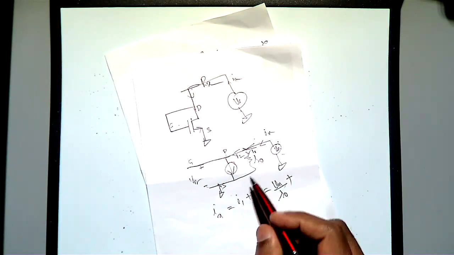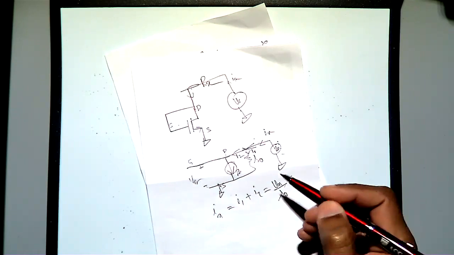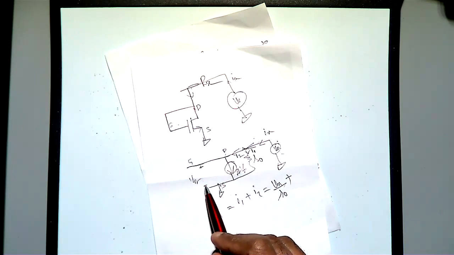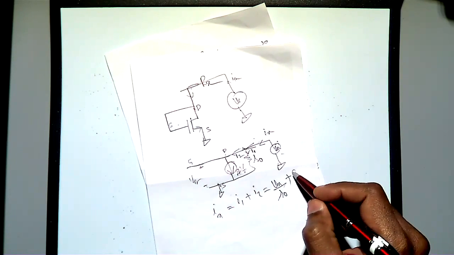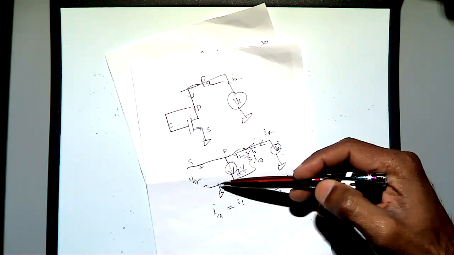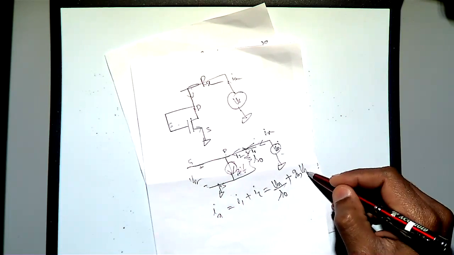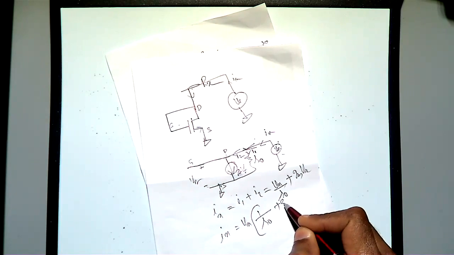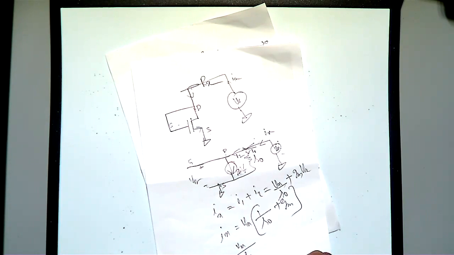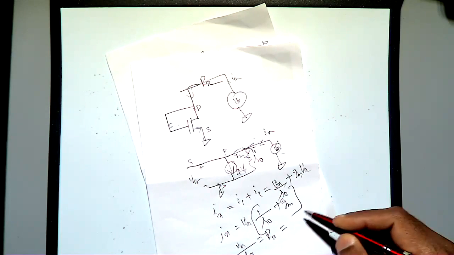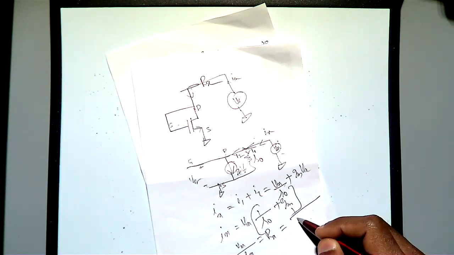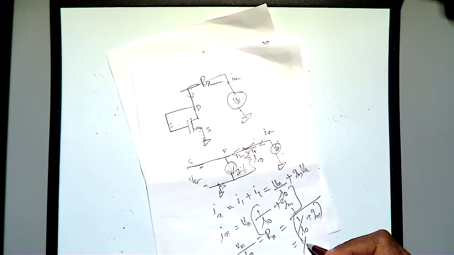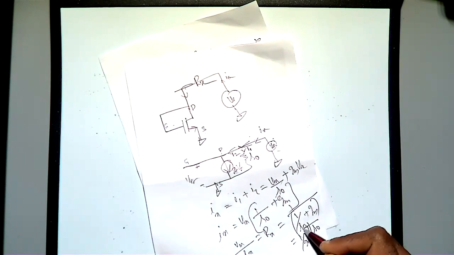So what is your I2? I2 is coming, then here it is open, so no current can flow. So I2 will be your Gm into VGS. But what is VGS? Vx. So you already got Vx. Then you got Ix, which is equal to Vx into 1 by Ro plus Gm. So your Vx by Ix, which is your Rx, is equal to 1 by Ro plus Gm, which is 1 by Gm parallel Ro.